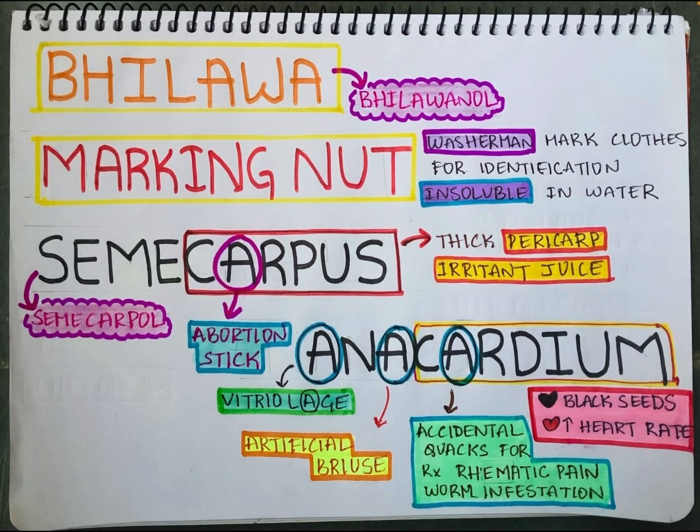Coming to the fourth and last A, it is accidental poisoning. Accidental poisoning can be seen where the quacks used this juice for the treatment of rheumatic pain or worm infestation. So to summarize the whole thing, Semecarpus anacardium is also known as bilava or the marking nut.